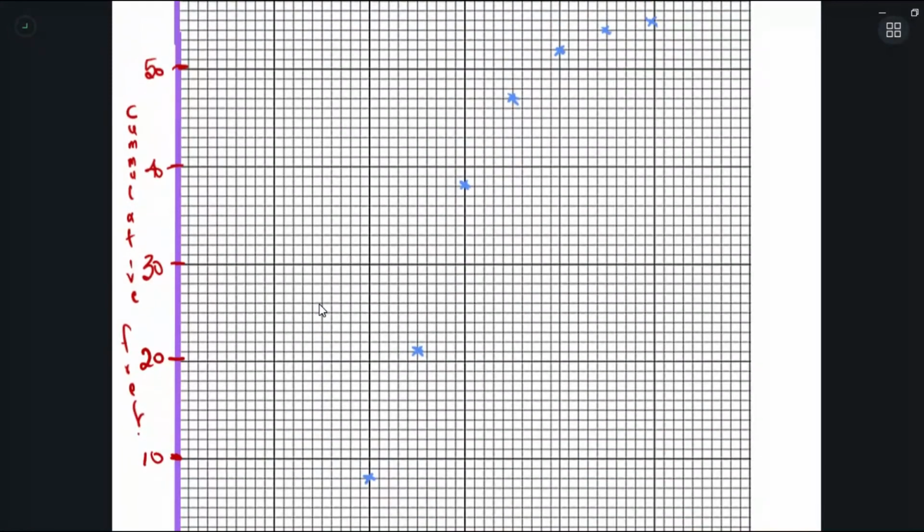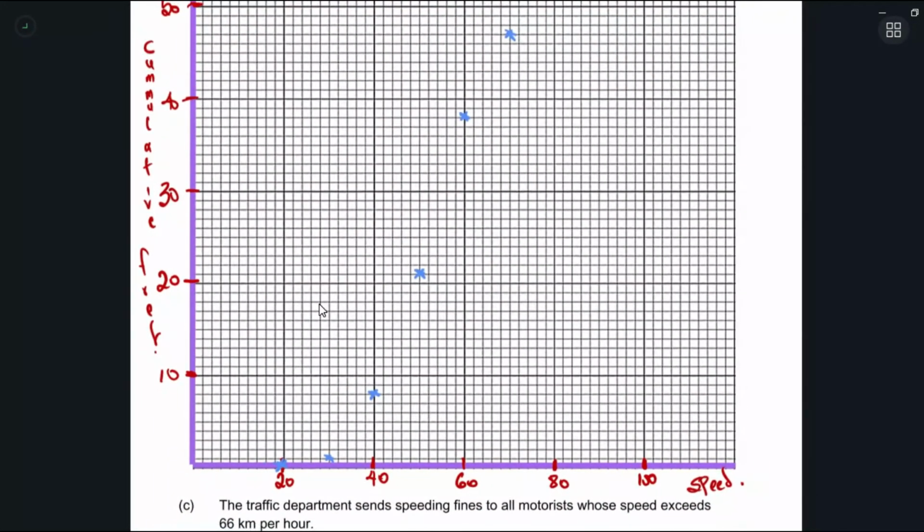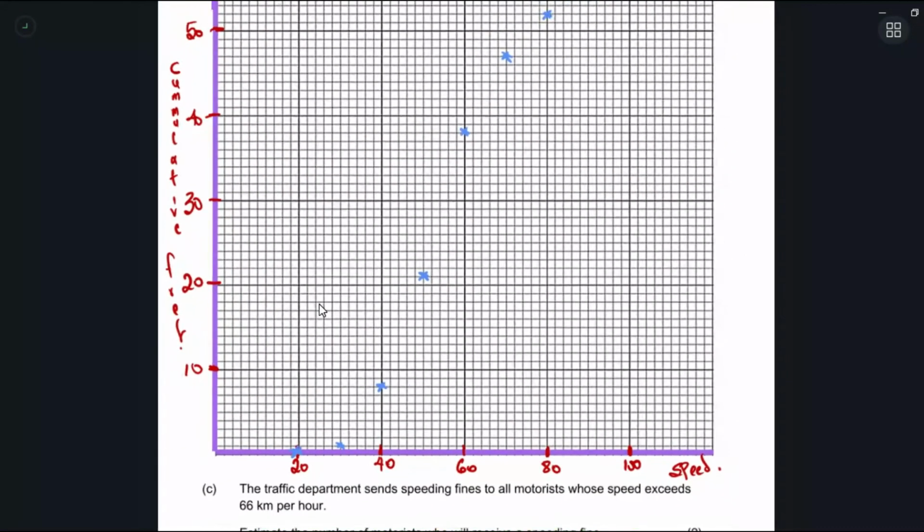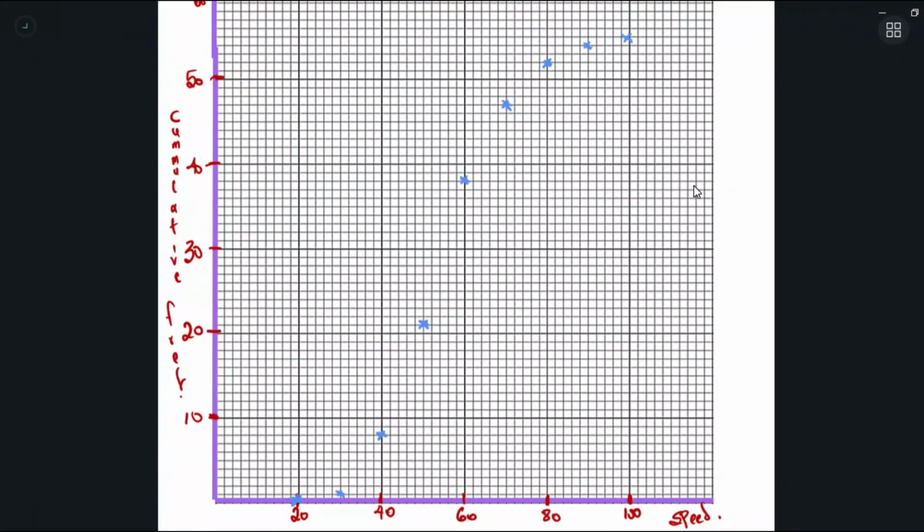Okay, so let's just connect this point. I'm going to reduce it a little bit so I can get everything. There we go. So this is exactly how our cumulative frequency graph is going to look like, right? Our ogive graph. And that's it.